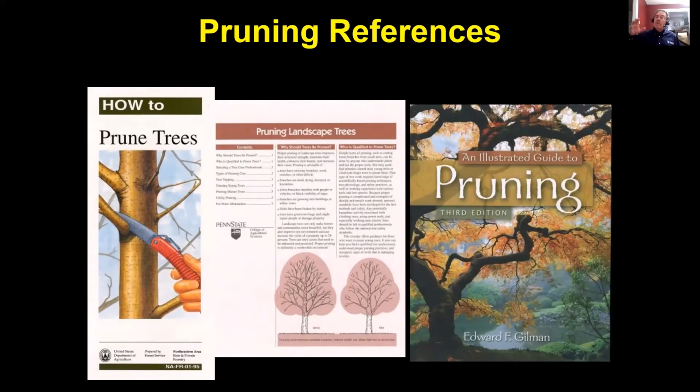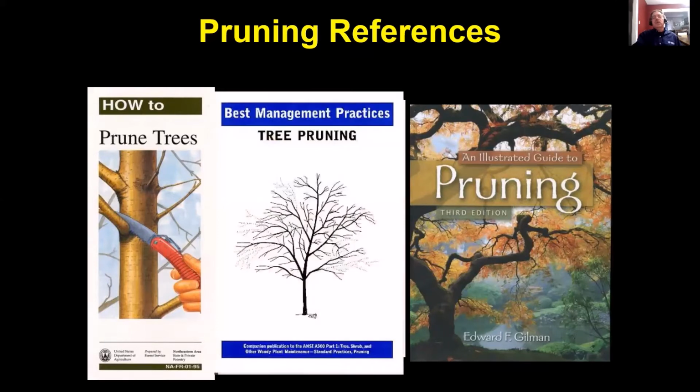And if you want to go the next step, look at Ed Gilman's. Ed Gilman is a retired professor, University of Florida, started his career in Rutgers. It's the 3rd edition illustrated guide to pruning. Very good book. So if you're really into pruning, take a look at those resources.